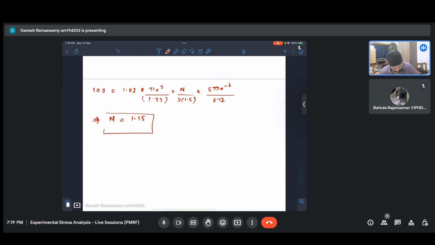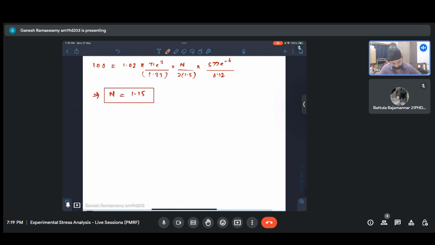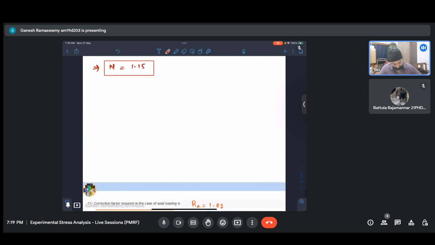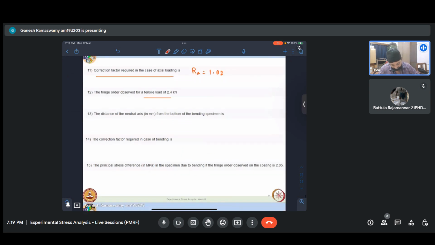So I'm able to see that, as opposed to transmission photoelasticity, it shows much less fringe order for a considerable stress of 100 MPa. This is one of the demerits, one of the drawbacks one can say, of using photoelastic coatings, in which case we need to amplify the optical response by some other means. Okay, so the next question, as this N observed is 1.15.